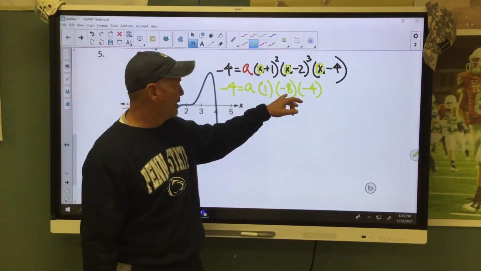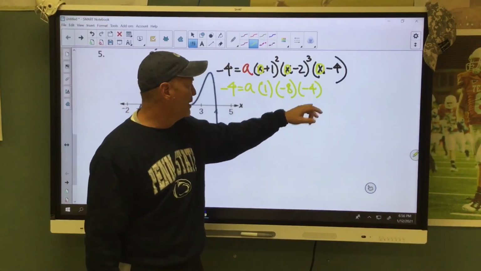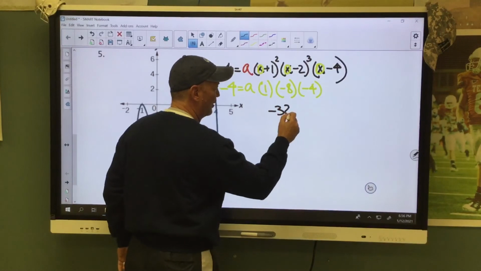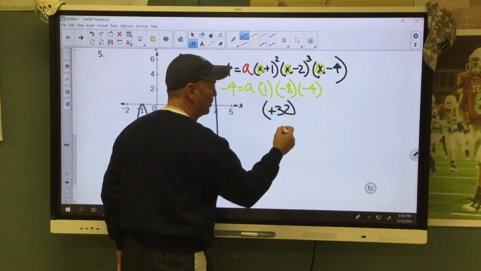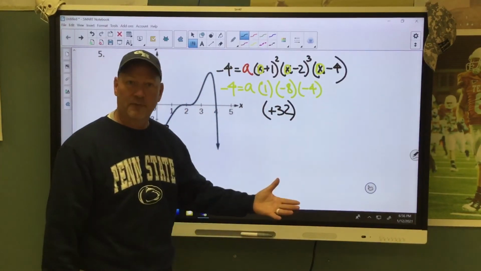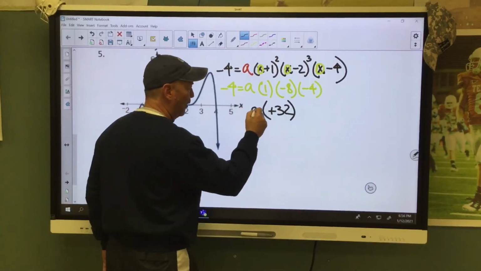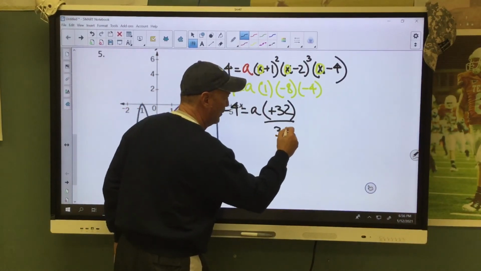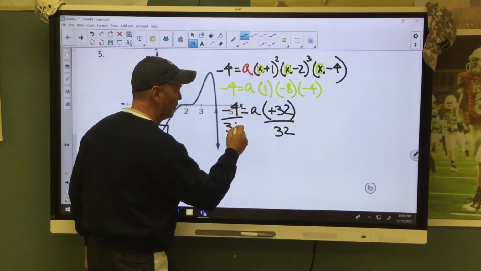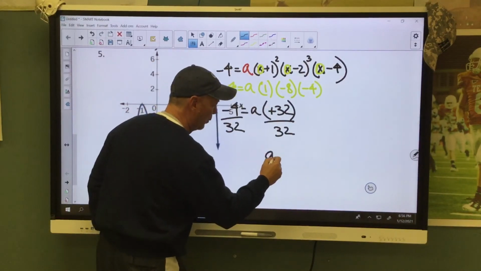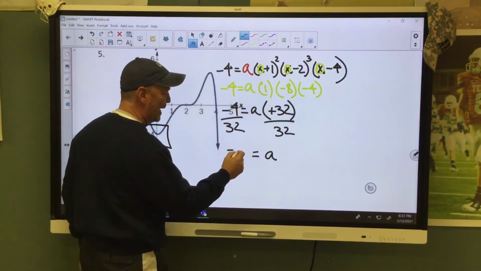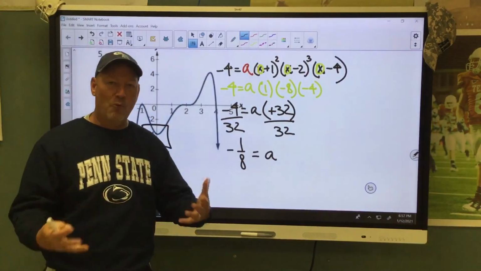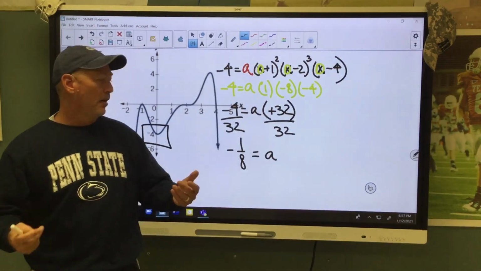So when I multiply this together, a negative 8 times negative 4, that's going to give me a positive 32, excuse me. We have our a in front. We have our negative 4. We're going to divide by 32. When we reduce, we're going to get a equals a negative 1/8. There's our a value. Now we're ready to write our equation of the polynomial.